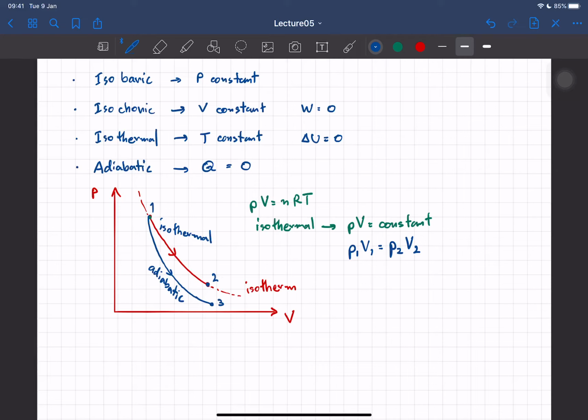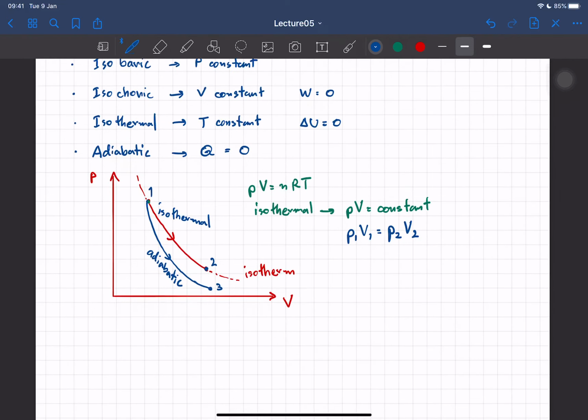So it's going to be steeper. And that should be clear to you that it's not going to be at the same temperature as point 1. Because if you want the temperature to be the same as point 1, then you have to stay on this isotherm. But we are not doing that. Okay, so there's going to be a change in the temperature.